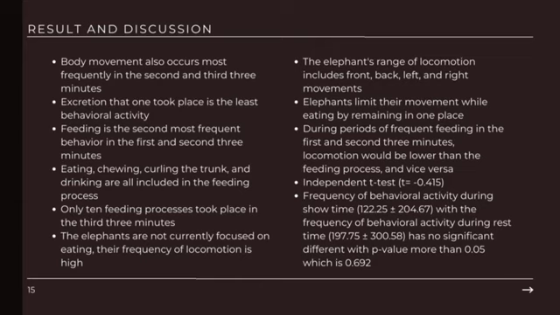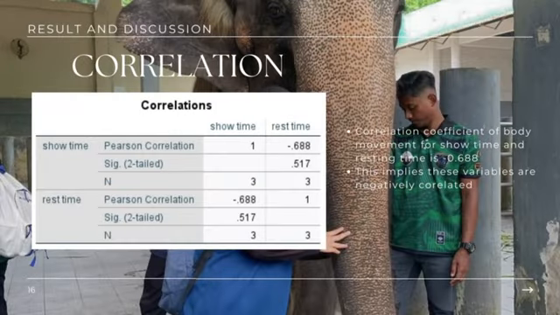According to statistical analysis using an independent t-test, with t equal to -0.415, the frequency of behavioral activity during show time compared with the frequency of behavioral activity during rest time has no significant difference, with a p-value more than 0.05, which is 0.692. This is because an elephant is not active during the day, but because it is placed at a conservation place that is always visited by visitors and tourists, they tend to be active but not as active as during dawn and dusk. Another statistical analysis is the correlation coefficient.